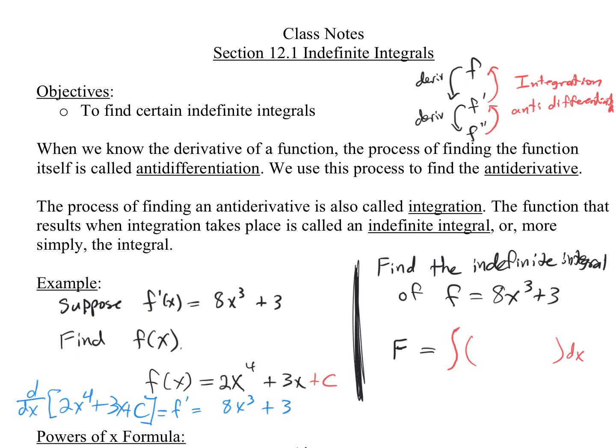So the way we would convert this notation is we would say, all right, I'm finding an antiderivative of 8x cubed plus 3. So then I would say, all right, if f was equal to that, then what would that be?